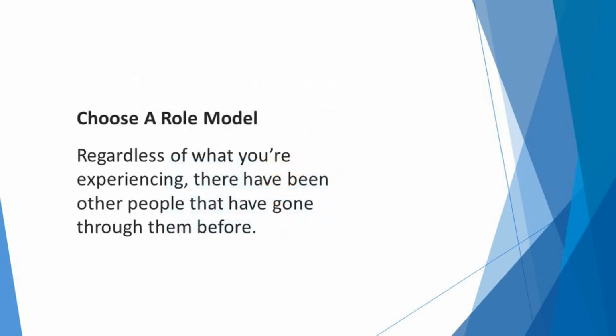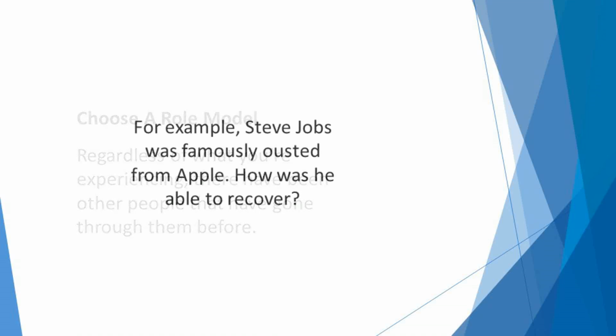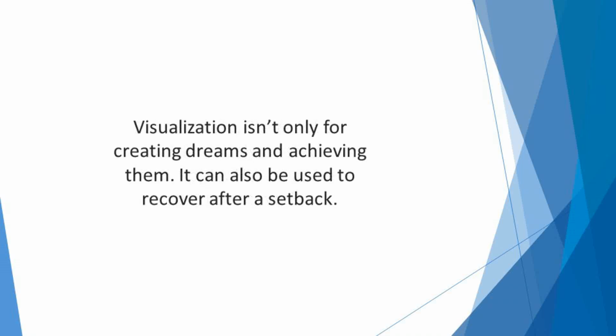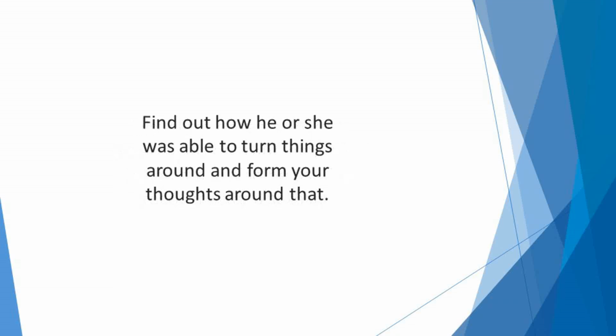Choose a role model. Regardless of what you're experiencing, there have been other people that have gone through them before. For example, if you're experiencing a setback, there are people who have also been disappointed before. For example, Steve Jobs was famously ousted from Apple. How was he able to recover? Visualization isn't only for creating dreams and achieving them. It can also be used to recover after a setback. Think about someone who has gone through this same path in the past. Find out how he or she was able to turn things around and form your thoughts around that.